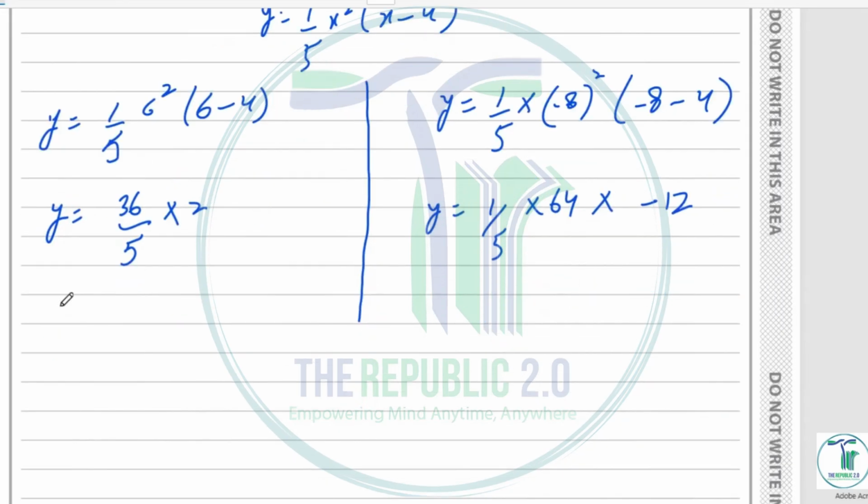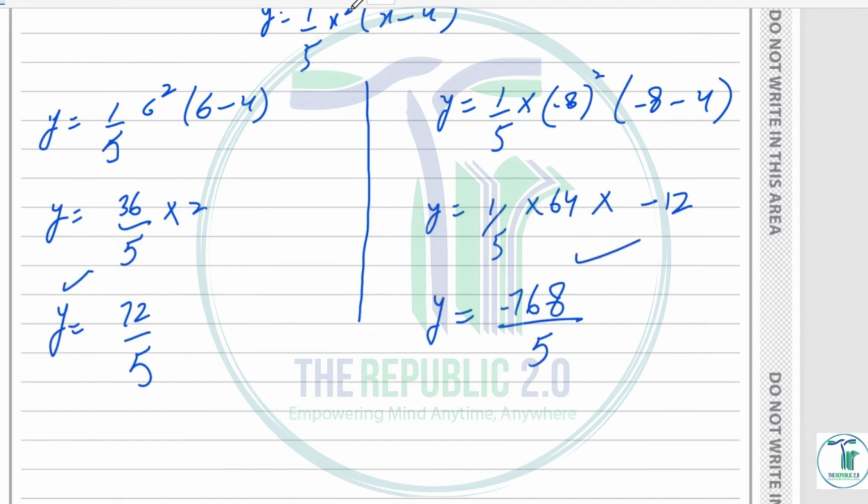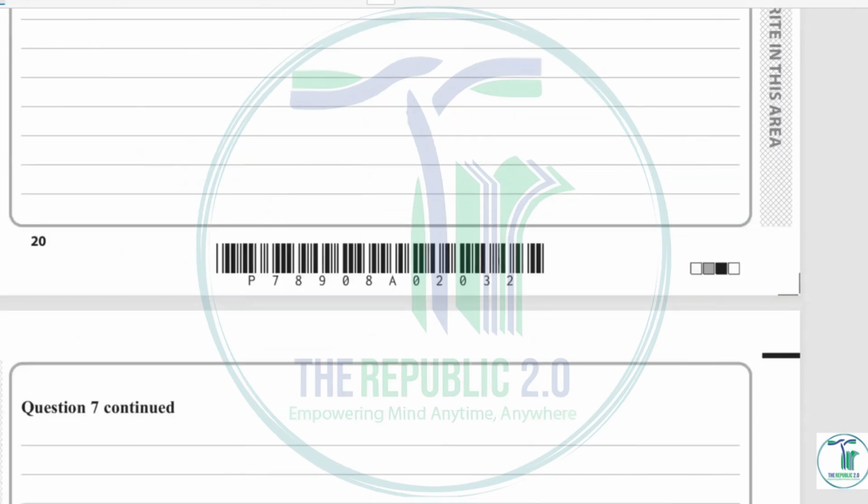So the answer of the first is 36 times 2, which is 72/5. And the answer of the second is 12 times 64, which has to be 768, so negative 768/5. So these are going to be the y coordinates, and 6 and negative 8 were the x coordinates. That is how we're going to try out this question.